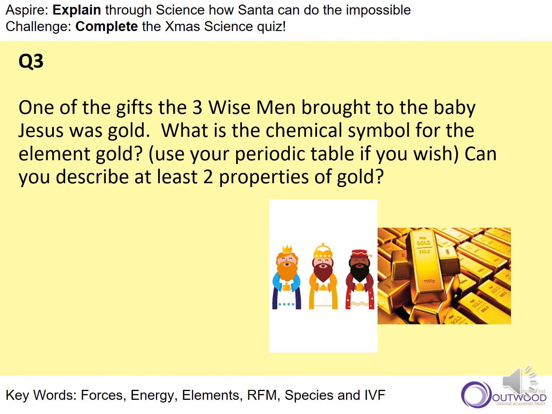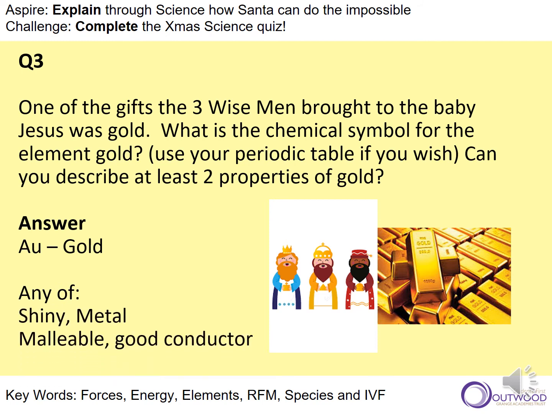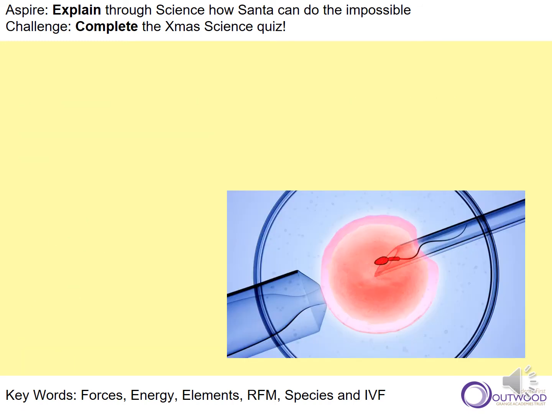Now, question number 3. One of the gifts the three wise men brought to baby Jesus was gold. What is the chemical symbol for the element gold? You can use your periodic table if you didn't know it. And can you describe at least 2 properties? So, the chemical symbol is Au. There are lots of answers you can have, but any 2 of: it's shiny, it's a metal, it's malleable, or it is a good conductor. It would be worth 3 points in total.